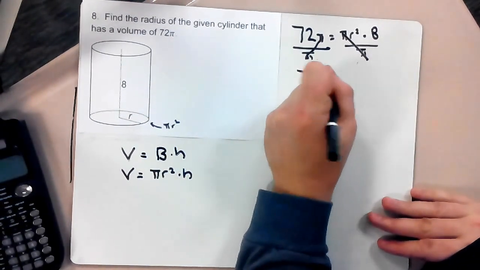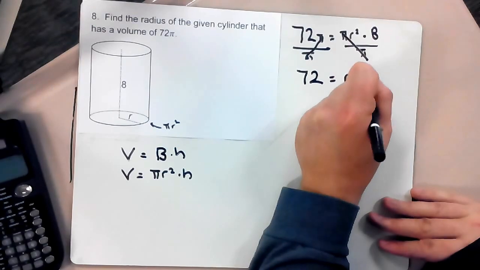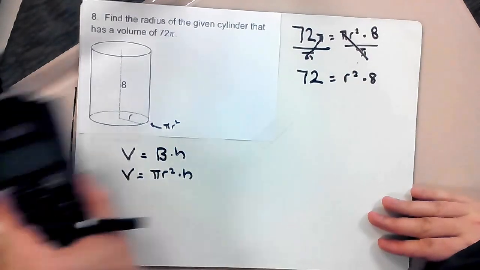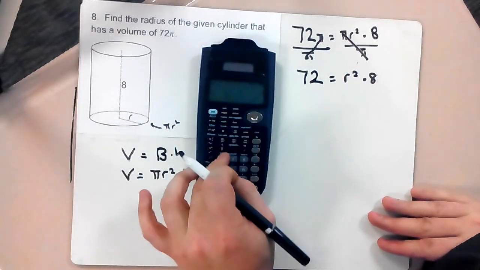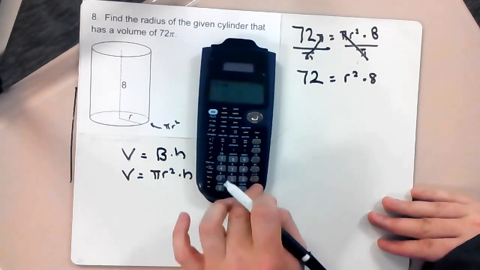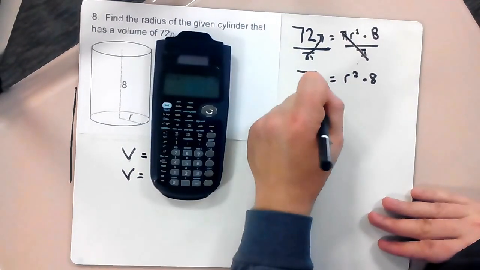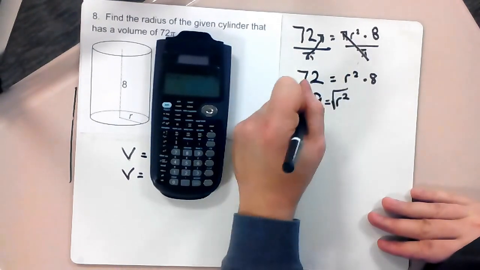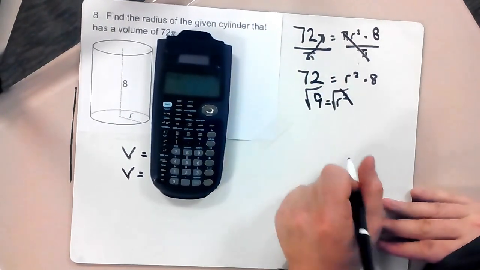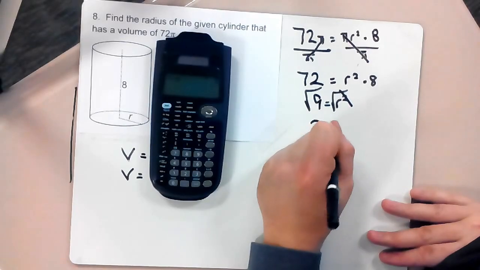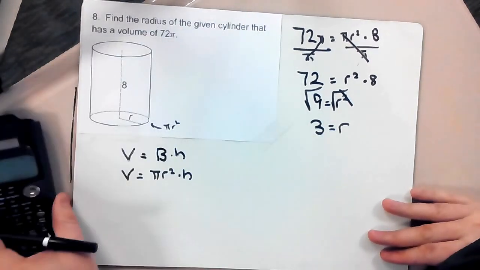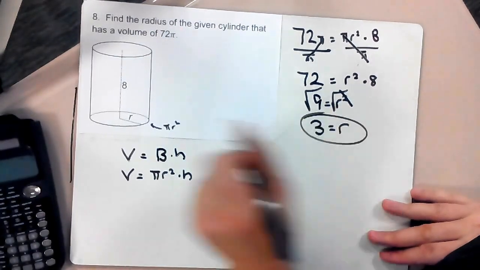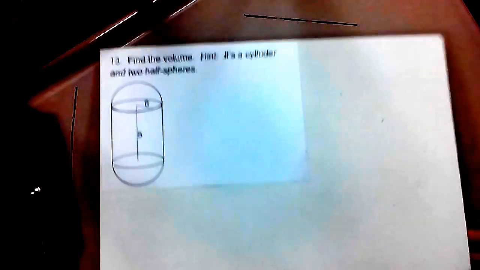So I have 72 equals r squared times 8. Now I'm going to divide 72 by 8, and I get 9. Then I'm going to square root that, and the square root of 9 is 3. And that is the answer. I found the radius of that cylinder. Okay, last one. This is a long video.